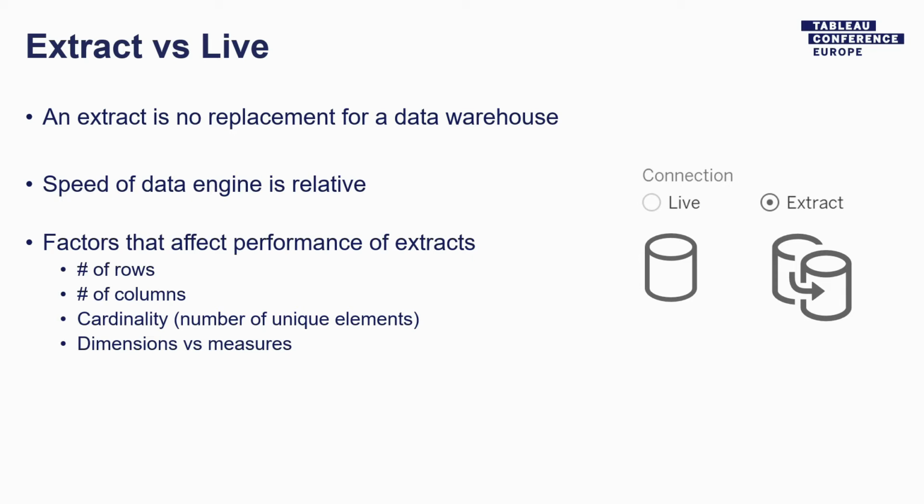The cardinality is the number of unique elements in dimensions. The higher the cardinality, the more unique elements you have, the slower the extract will be. Then dimensions versus measures. Measures are numbers. They're easier to process, to store in the extract, and also to refresh. So the more measures you have in your data compared to dimensions, the faster your extract might be.